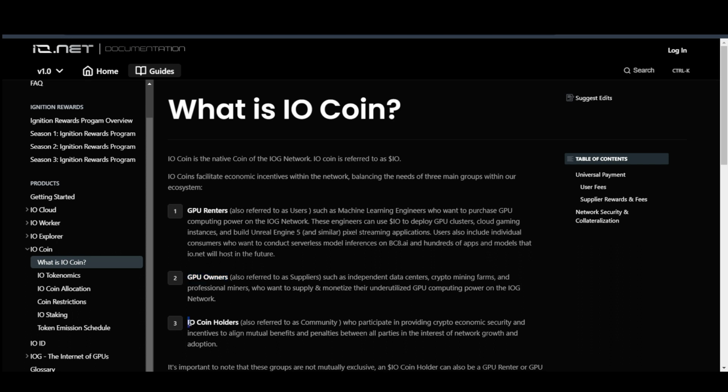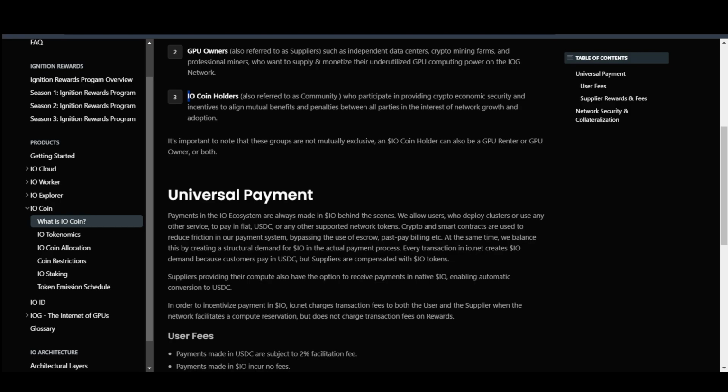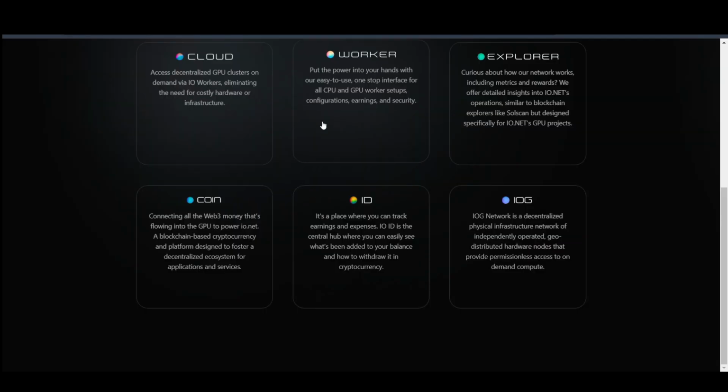After that, we also have io coin holders who participate in providing crypto economic security. These are basically stakers, so you can also stake your io coins and get additional rewards. That's pretty good. And if we look at their general products, they have actually 6 products.